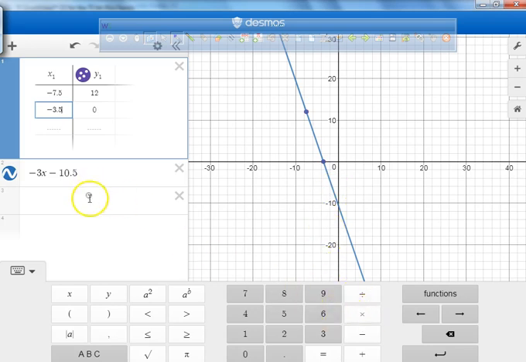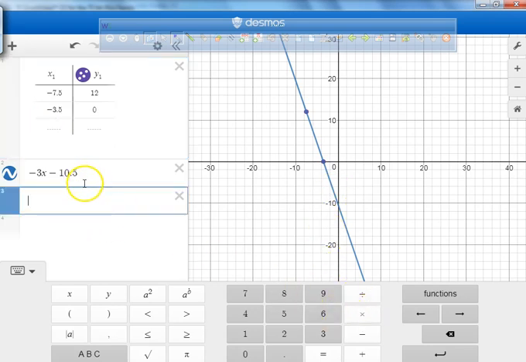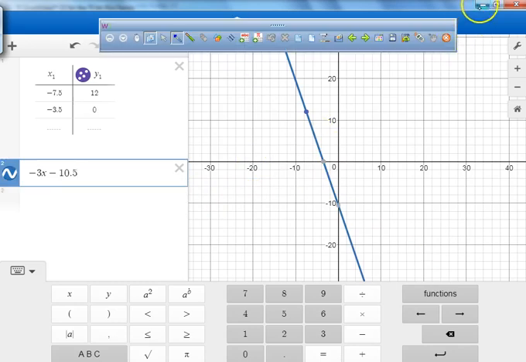Let me show you. Give me a wrong answer. Negative x minus 3.5. Watch. If you type in another answer, negative x minus 3.5, do you see how it hits one of the points, but it doesn't hit the other point? It hits one, but it doesn't hit both of them.